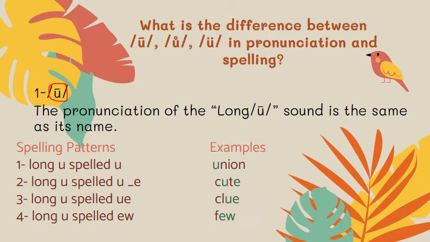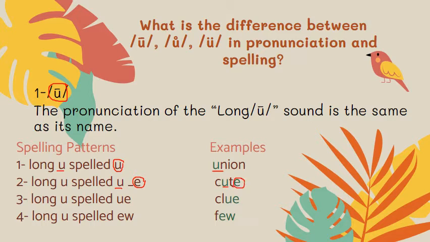First spelling pattern is when I have long U spelled as U only. So the U stands alone, as in union. So here the letter U, okay, it stands alone and it says its name. So it takes the sound U. The second spelling pattern is when I have U, consonant, then silent E at the end of the word, like cute. I have U, consonant, then silent E at the end.